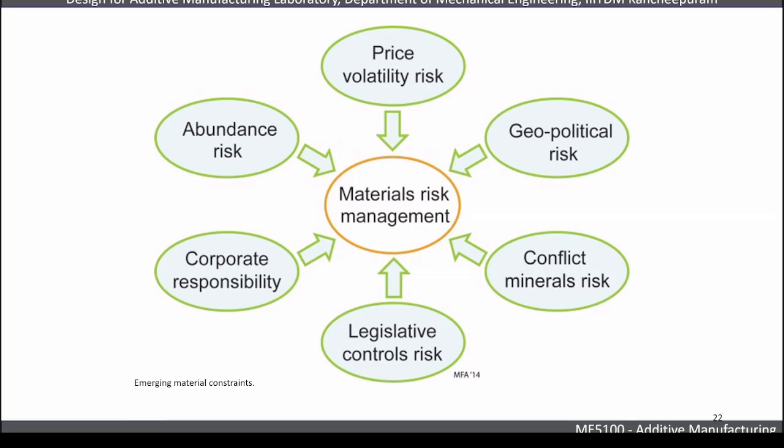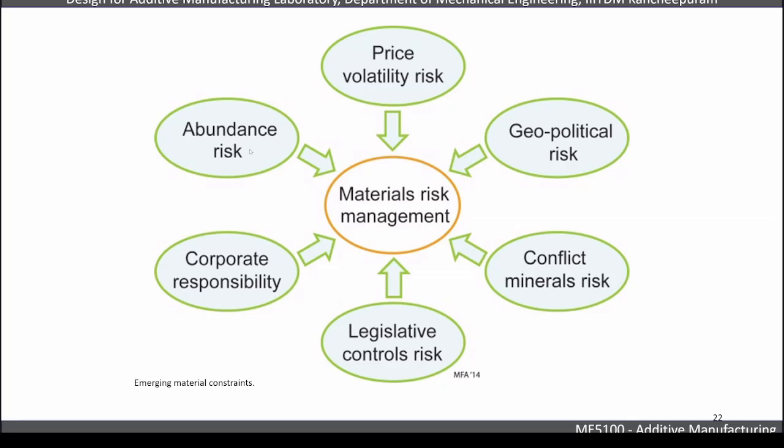The first way to mitigate this risk is to localize the production, right? I think American manufacturing companies are putting billions of dollars into additive manufacturing, primarily for reshoring. So they want to bring the manufacturing back onto their shores. Instead of centralized production, they want to decentralize it, or distributed manufacturing. Additive manufacturing sits well in that realm, right? It helps people reduce their price volatility risk, geopolitical risks, conflict minerals risk, legislative controls, right? And also CSR, so it increases brand promotion, corporate social responsibility, and also abundance risk.